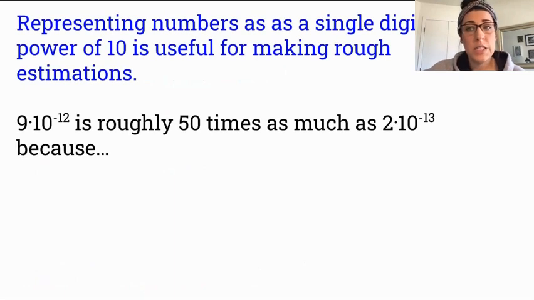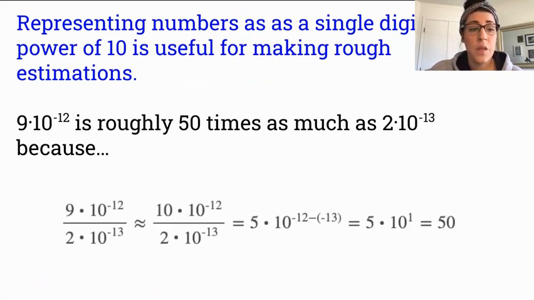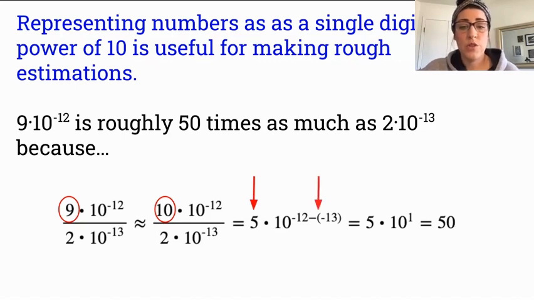Representing numbers as a single digit times a power of 10 is useful for making rough estimations. So for example, 9 times 10 to the -12 is roughly 50 times as much as 2 times 10 to the -13, and here's why. We could think about this as 9 being close to 10. So when we're looking to see how many times larger it is, we're dividing to determine that value. And in this case, 10 divided by 2 is 5. And if we apply the exponent rules here, we would subtract them to give us 10 to the first power. And 5 times 10 to the first power is just 50. Okay, so we use that to estimate and help us determine how many times larger it is.